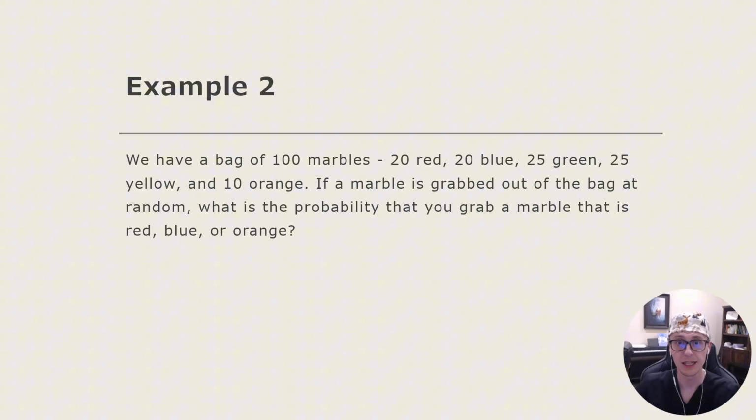All right, what if we have the same situation, but now we want to know what the probability is of grabbing a red, blue, or orange marble? Our desired outcome is 50, and our total number of possible outcomes is still 100, just like the last question. So we add up the thing that we're looking for, which is 20 red plus 20 blue plus 10 orange, which is 50, and you divide it by the 100, that's the total, to get 50%. So we have a 50% chance or a 50% probability that we will grab a marble that is red, blue, or orange from this bag.